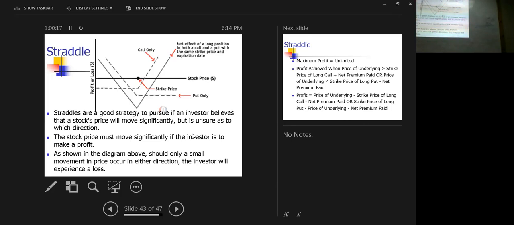Now, why would you engage in a straddle? Well, as you can see, this is what the payoff looks like. This V here. This is the strike at which you exercise the straddle. Let me just circle it.